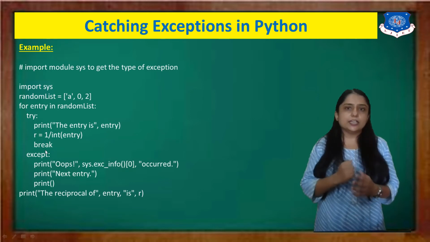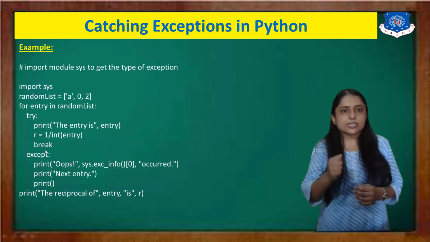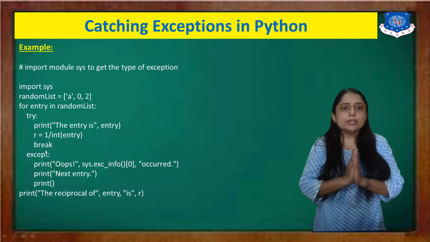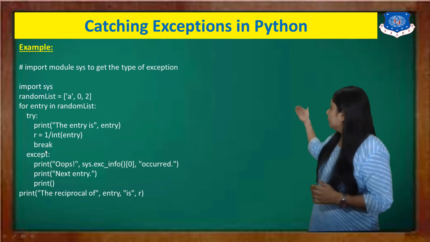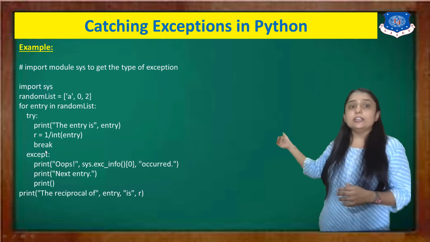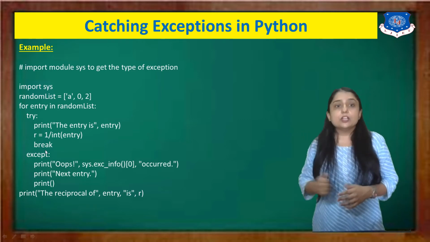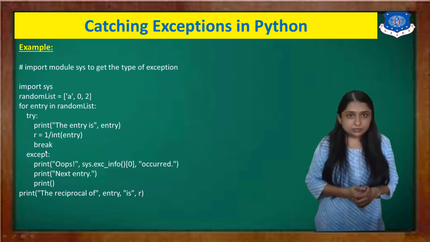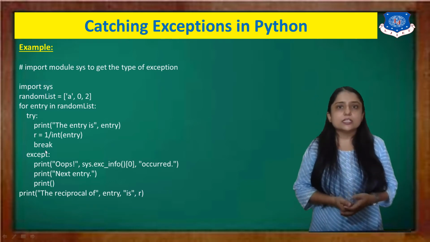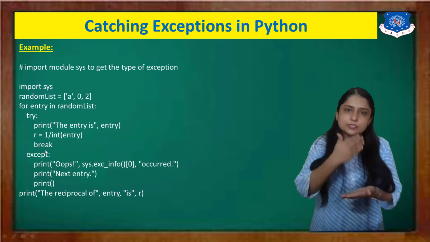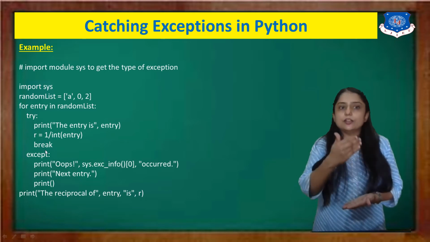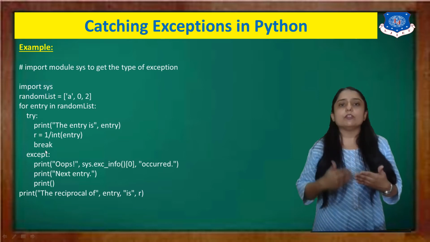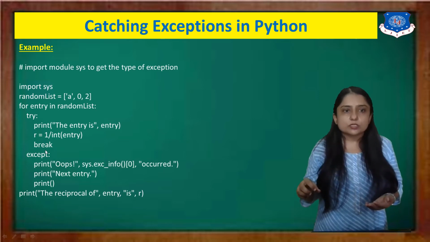First, I'll just consider 'a'. Just keep in mind my first element is 'a'. So first it will print 'a', then r = 1 divided by int(entry). So can you convert 'a' into an integer? Is it possible? Then definitely your answer is no. Then it's a break. And this here is the exception that I have written inside my try clause.